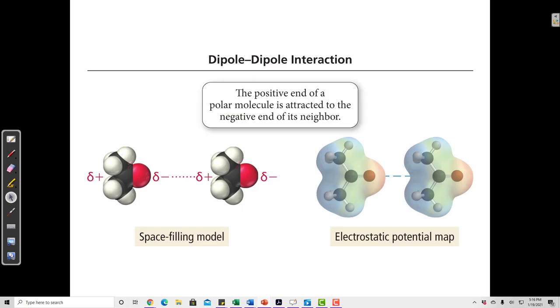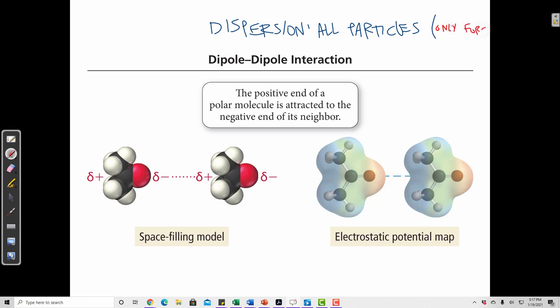Okay, the next intermolecular force is experienced by particles that are polar. So dispersion is experienced by all particles. And since nonpolar particles don't have any other attraction, for nonpolar particles, dispersion is the only force.